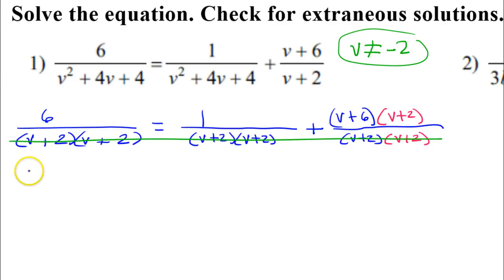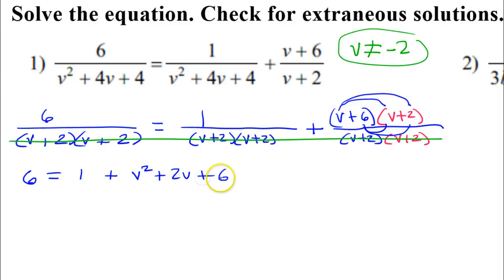So that means I have 6 equals 1 plus some stuff. I'm going to go ahead and double distribute this like you do. So v times v, that's v squared. V times 2, that's 2v. 6 times v, that's 6v. And 6 times 2 is 12. Like terms, I've got v squared plus 8v, putting these together. And then I have 12 and I have 1, so that'll be 13.